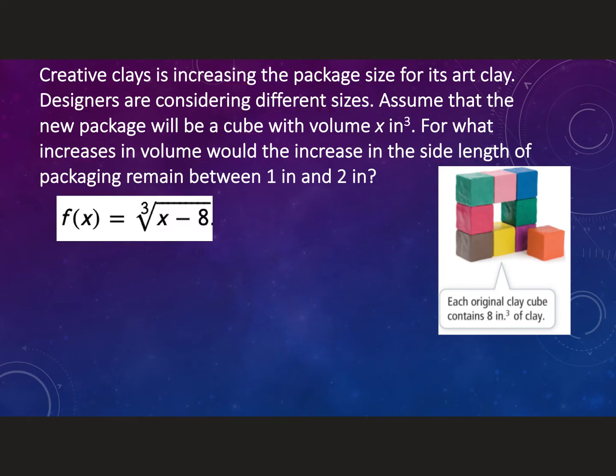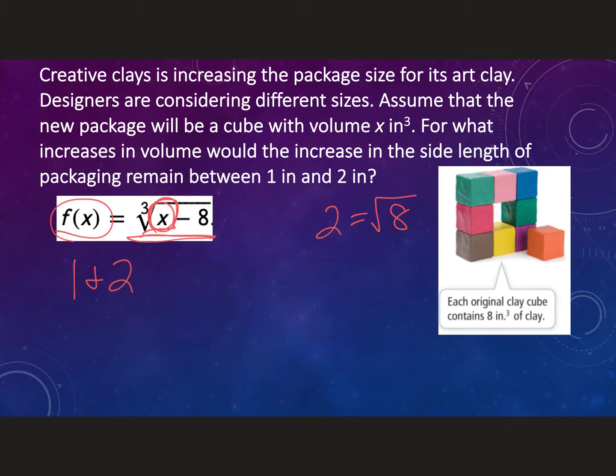We use the function f of x equals the cube root of x. Remember, the side of a cube is the cube root of the volume. The original side length, the cube root of 8, gives us 2, so right now they're 2 by 2 by 2 cubes. We're going to use the cube root of x minus 8, because this is the change. We want to know the new size, so we're looking at how much it would change. We want f of x to be between 1 and 2.